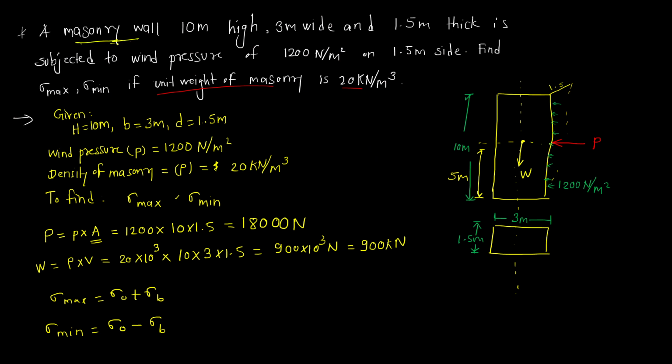Now just pay attention here. Whether the masonry wall is given or a chimney is given, a chimney is also nothing but a tall structure having a circular cross section. So the cross section will be circular. So the only difference will come in this area part. This will be the cross section. Rest all the calculations will be the same: the calculation of self weight and also the calculation of wind force.